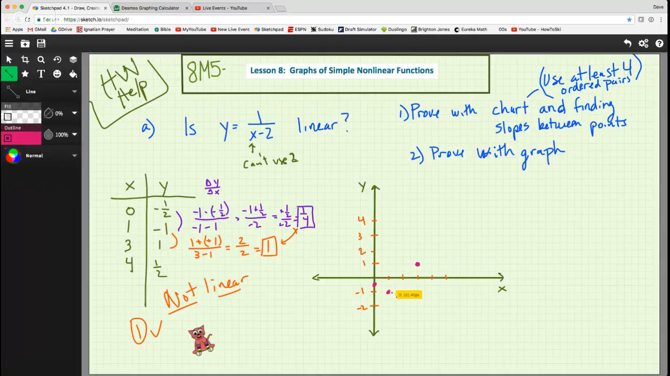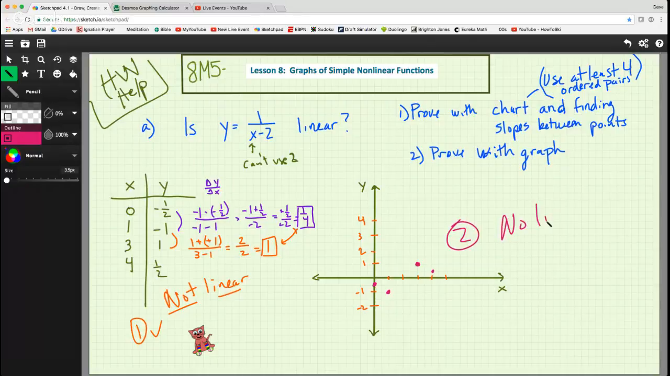4, 1/2. Yeah, there's clearly no straight line here that connects every single point. Okay, so hopefully you can see that, and we have proved it now in 2 different ways.